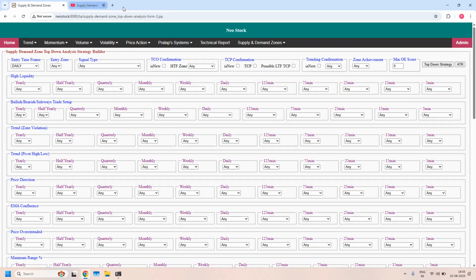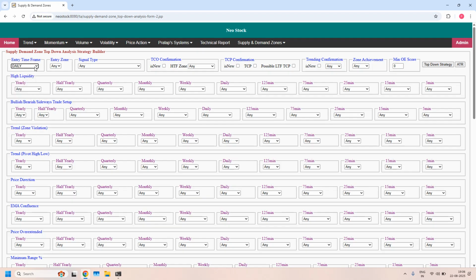Okay, now I am generating different supply demand zone reports with the help of NeoStock Software Supply Demand Zone Top-Down Analysis Strategy Builder. First starting with the daily time frame and then the 75 minutes time frame, I will find the stocks near demand and supply zones. From those reports, I will identify the high liquidity zones. Those high liquidity zones you can use for the high liquidity zone strategy that you learned in lesson 21.3 video.